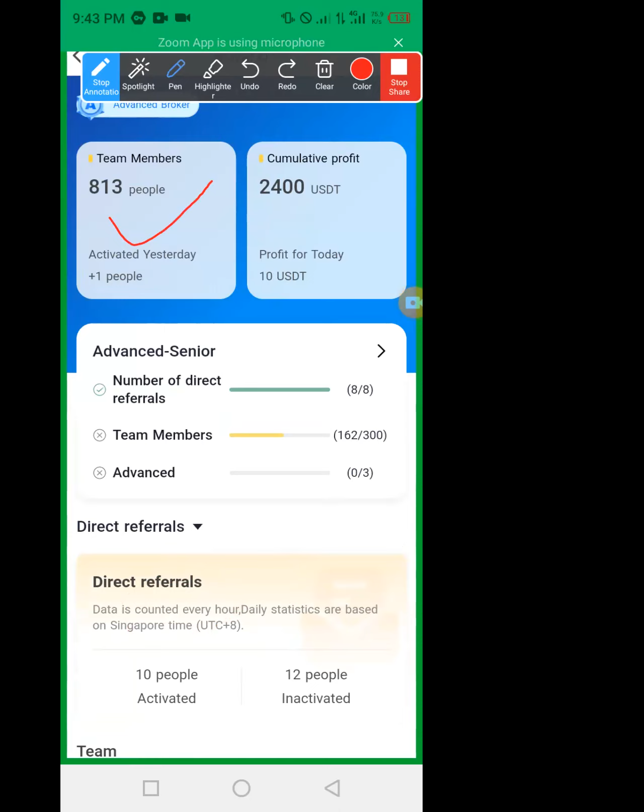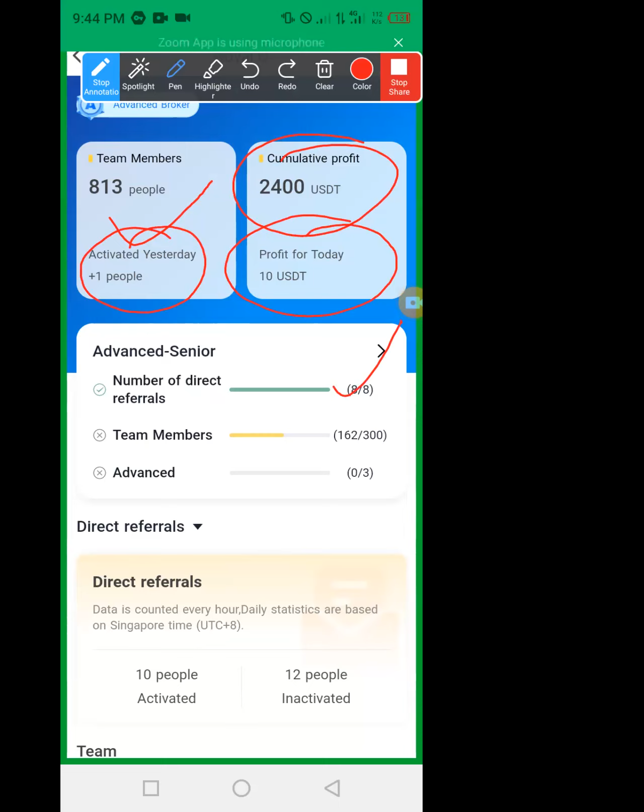Then I have made an accumulative profit of $2,400. The profit I've made for today, that is the 5th, is already $10. It is telling me one person has activated. The number of direct people I've brought into the business myself is 8 out of 8. Then the total number of people who activated their robots is 162.